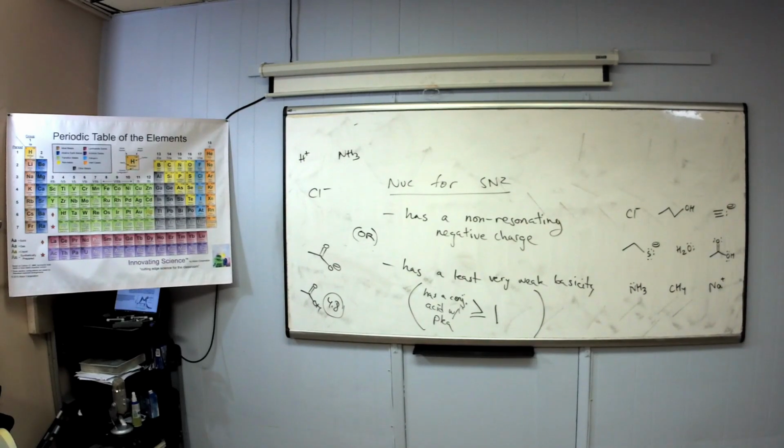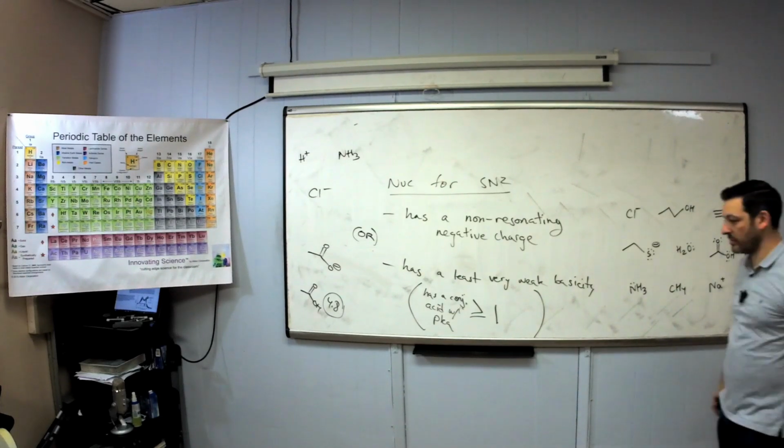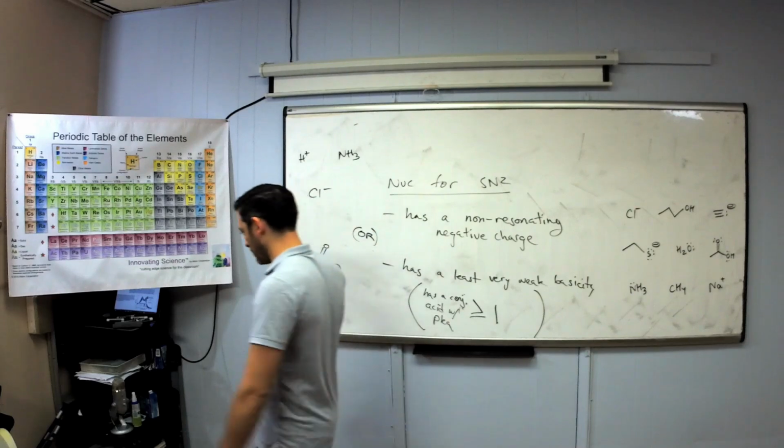Here's a bunch of random things on the board. I want to circle all of the ones that meet the criteria for a nucleophile for SN2. Circle all of the nucleophiles for SN2. You have 10 seconds.